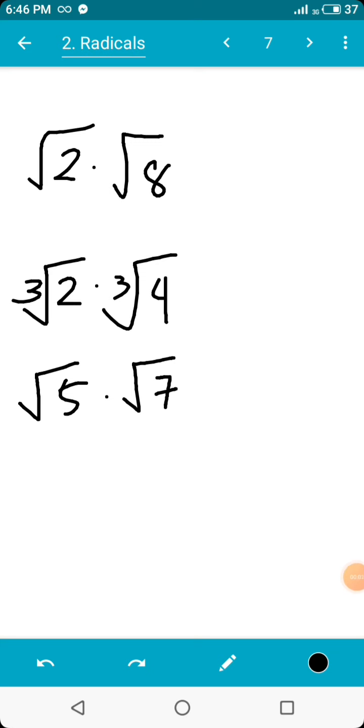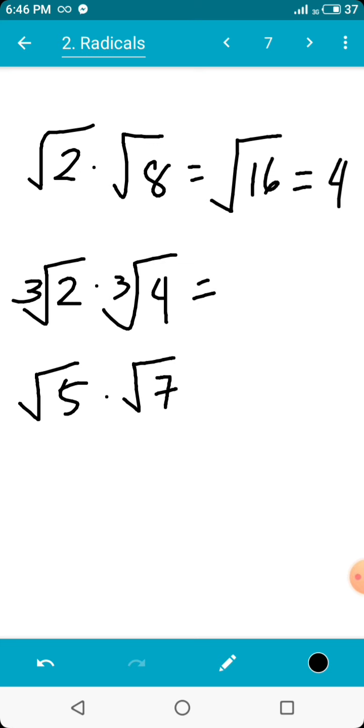Okay guys, so let's multiply these radicals that we have here. First we have square root of 2 times square root of 8. So ang gagawin lang natin is i-multiply lang natin si 2 at 8, and that is square root of 16. And to simplify square root of 16, that is 4. Okay? Next, we have cube root of 2 times cube root of 4. So that is cube root of 8. And the cube root of 8 is 2.